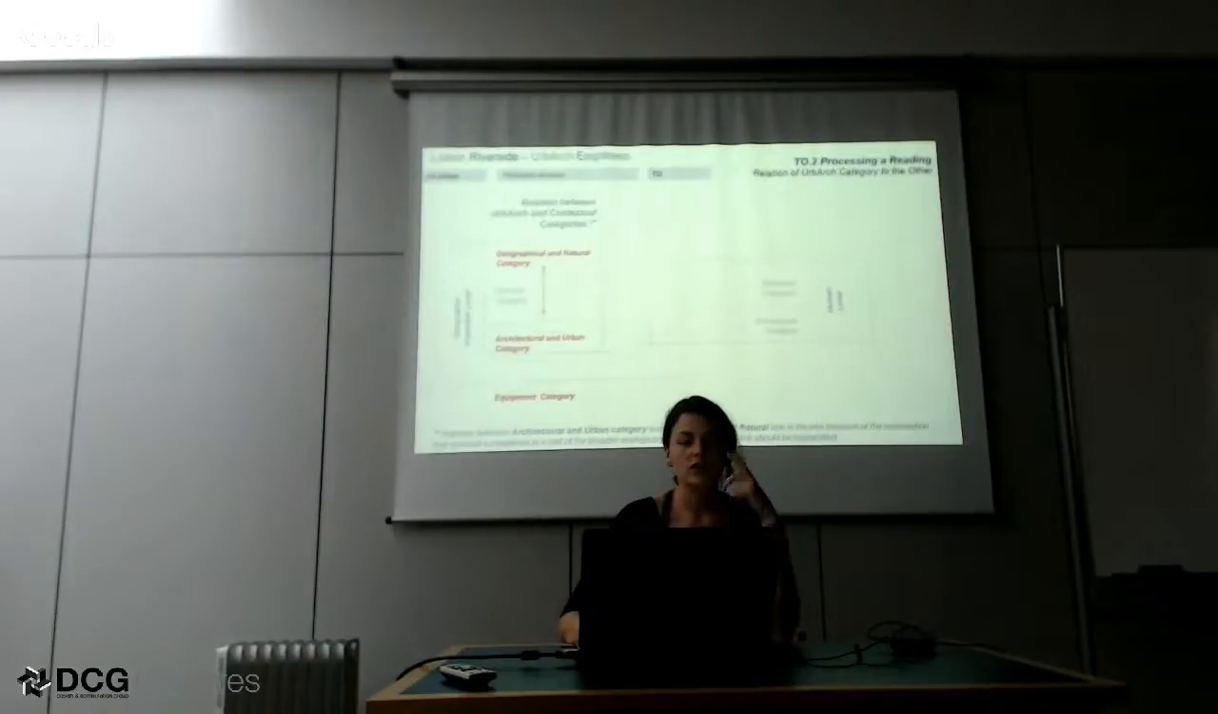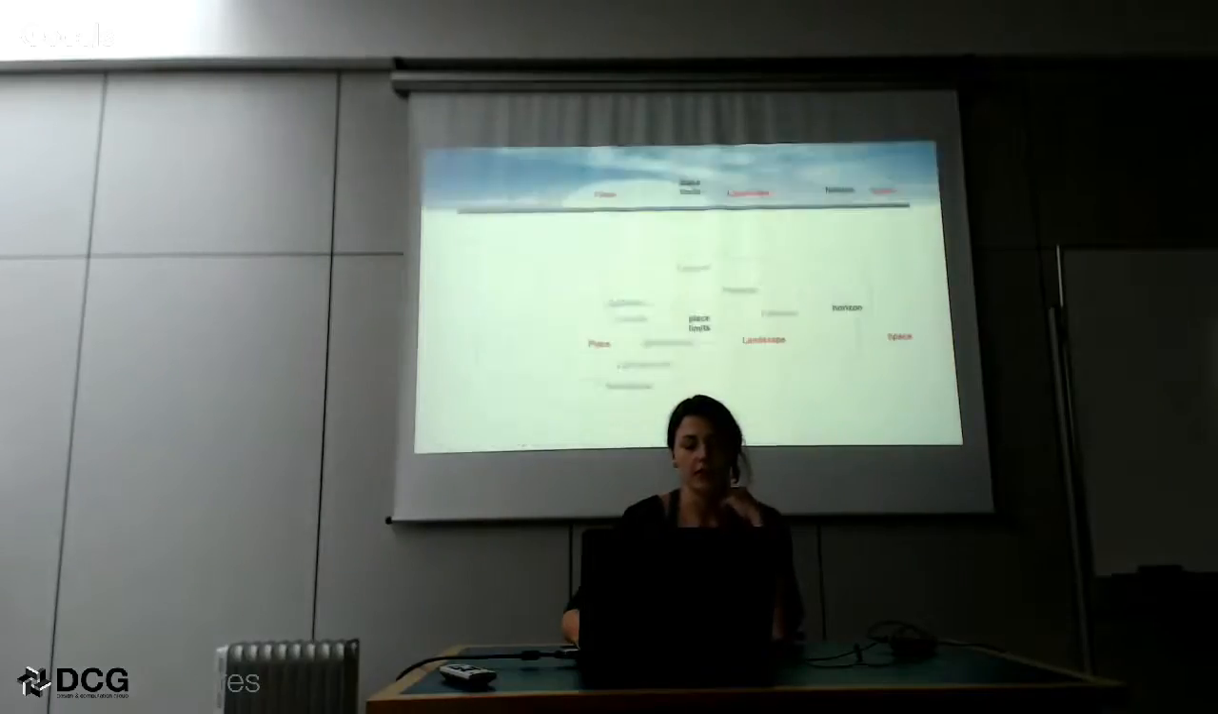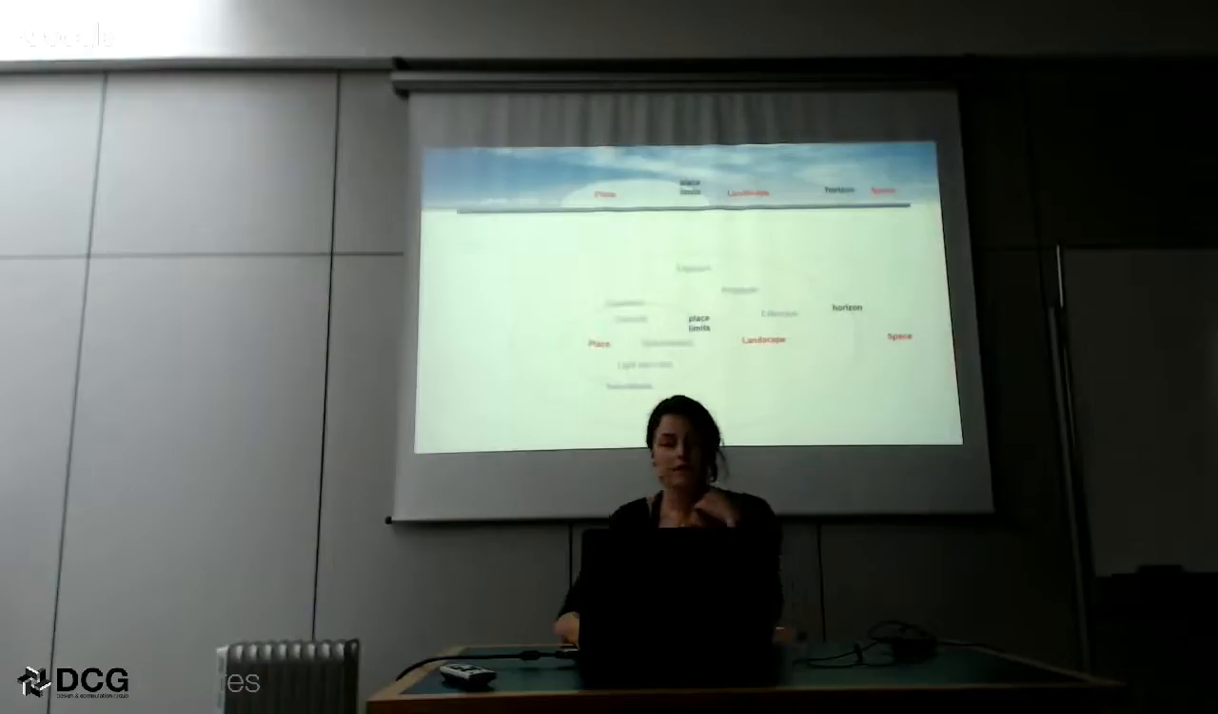And then there should always be that kind of understanding, comprehension of the relation that the architectural and urban category has to the geographical and natural one, and also the equipment one, which is kind of filling up properties of the urban architectural category. So this is more or less the conceptual matrix.